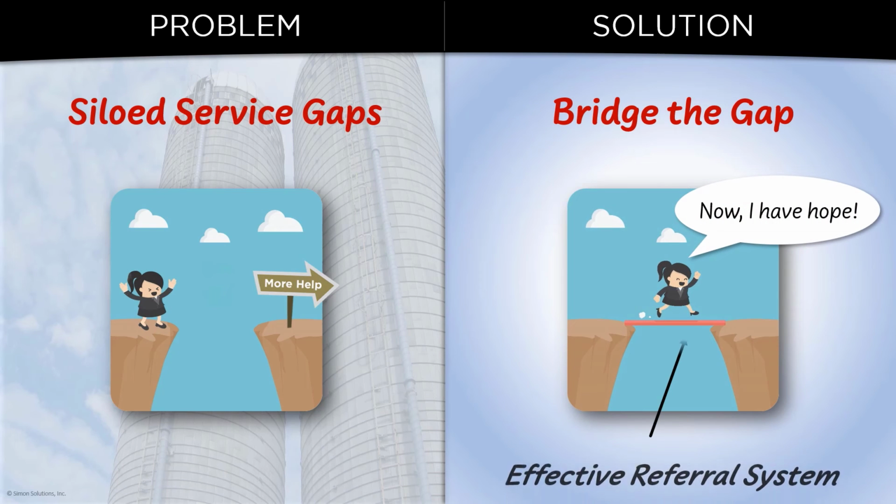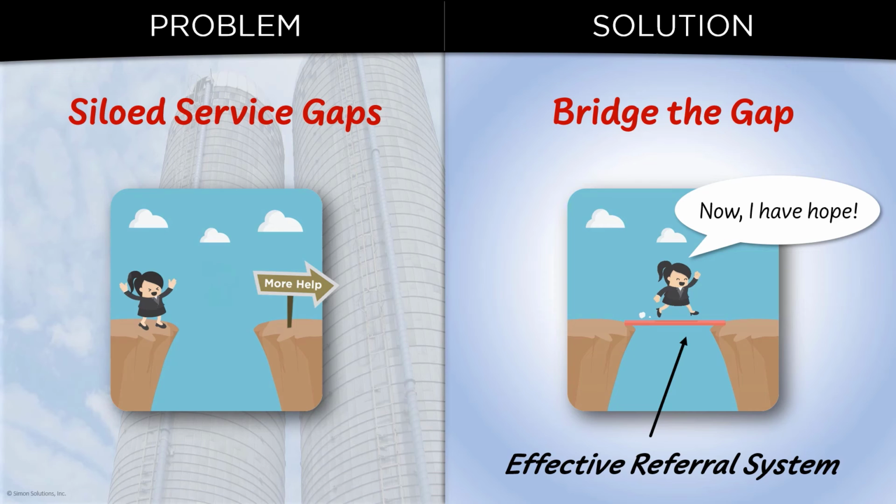So, a solution for siloed service gaps is simply bridging the gap between helping agencies. This keeps individuals and families from falling through the cracks in a community's social safety net or service delivery system. It provides people with greater access to information, resources, and opportunities that can transform their lives.